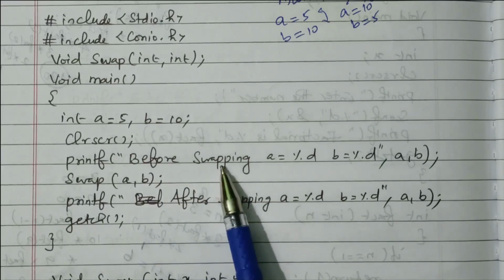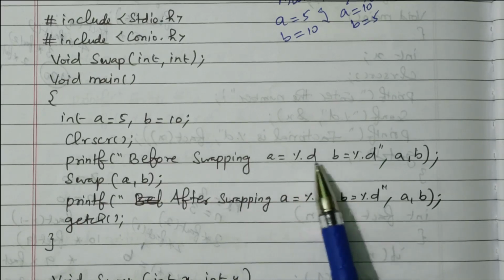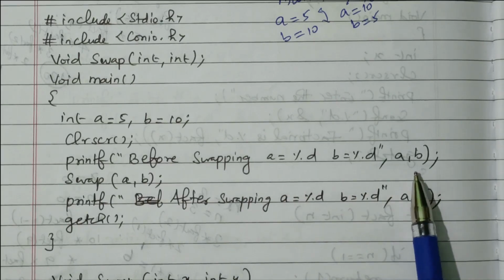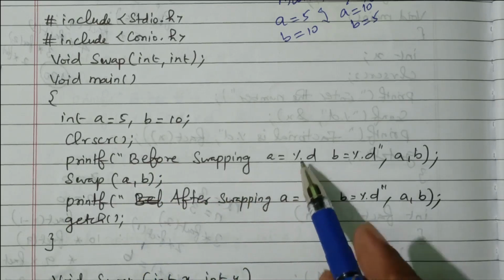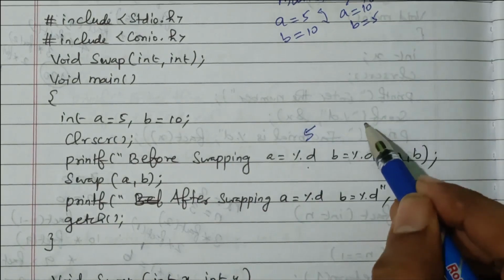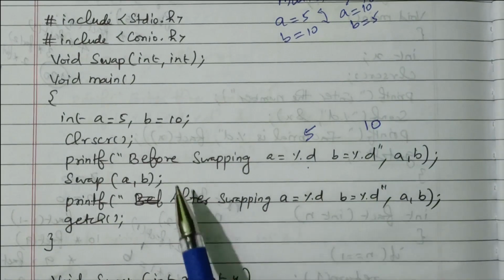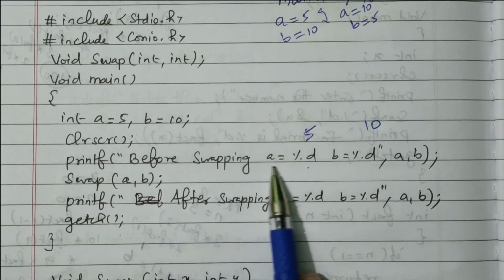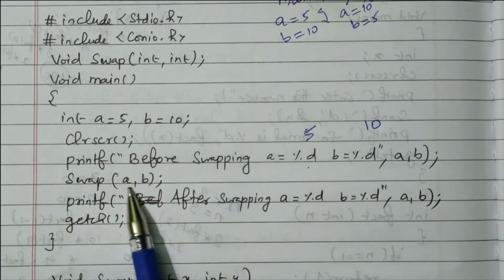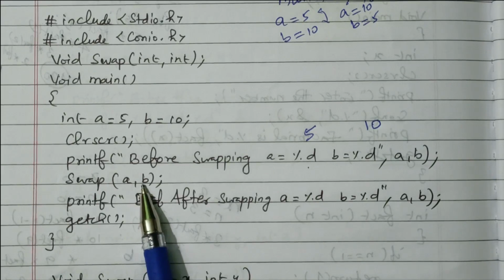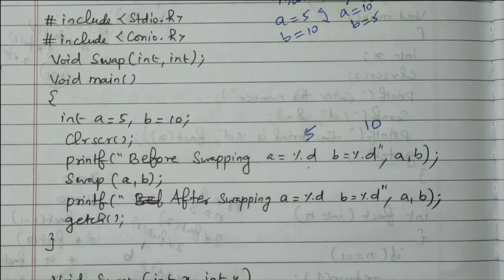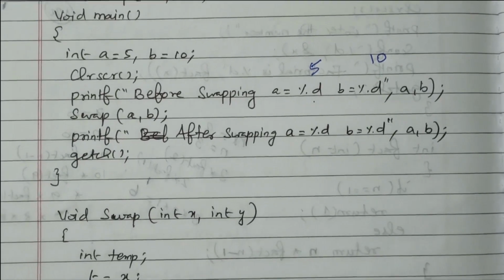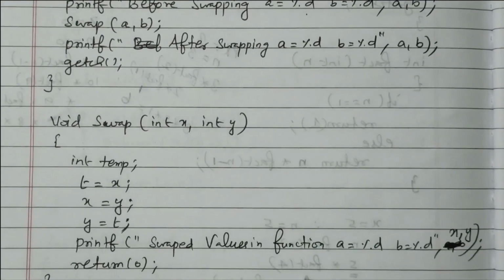So before swap, a equal to %d, b equal to %d, a comma b, right? So here we are printing before swapping. What value will come here? a equal to 5, b equal to 10, because we have not swapped. So after printing, we are calling this function, swap a comma b. Now what will happen? The control will transfer to the function. This is nothing but function calling. So now the control goes to the function. It will go to the function named swap.